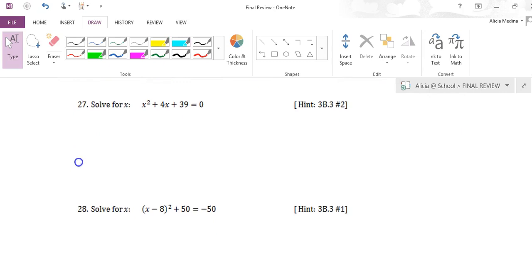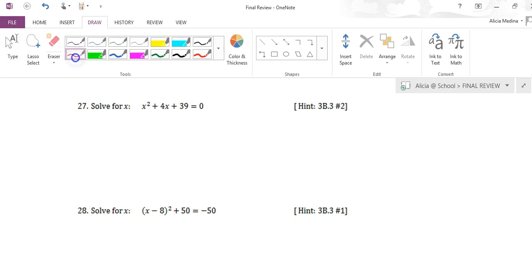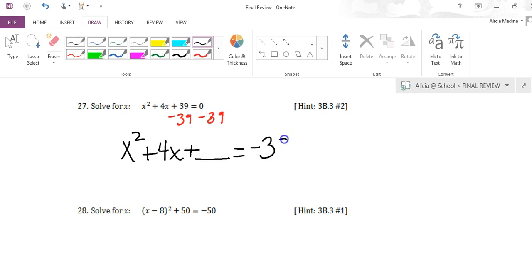All right, for number 27, we want to solve for x. You see that we have three terms here, so that's going to tell me that I have to complete the square. When I complete the square, I need to get the first two terms by themselves. So I'm going to subtract that constant over, so minus 39 over the other side. I'm going to have x squared plus 4x, plus some constant. That's what I'm going to try to figure out. I have that negative 39 now on the right side, still plus that same constant.